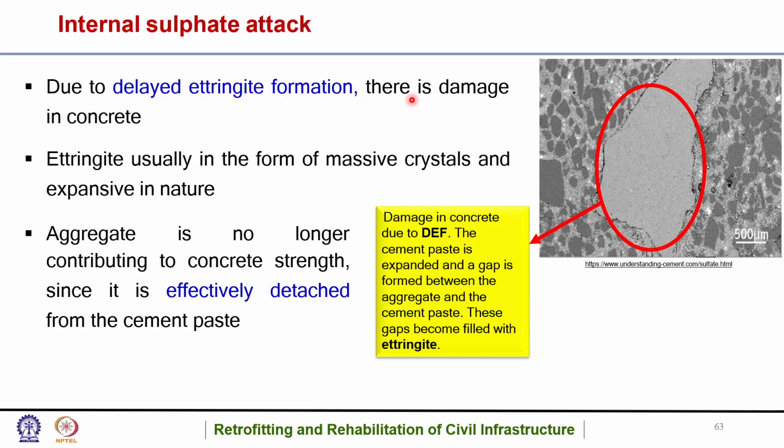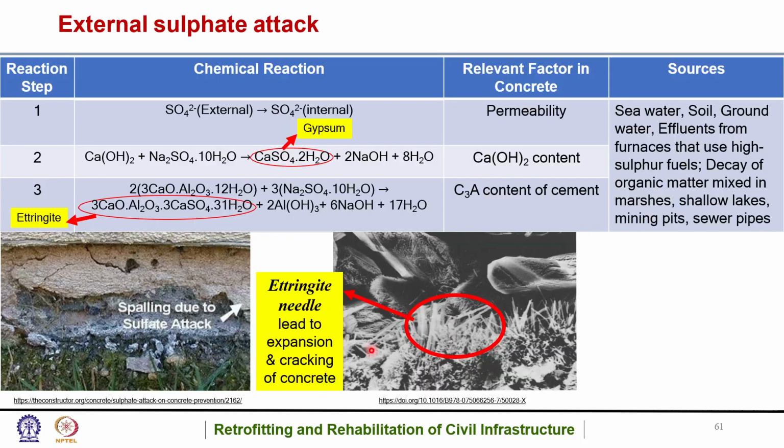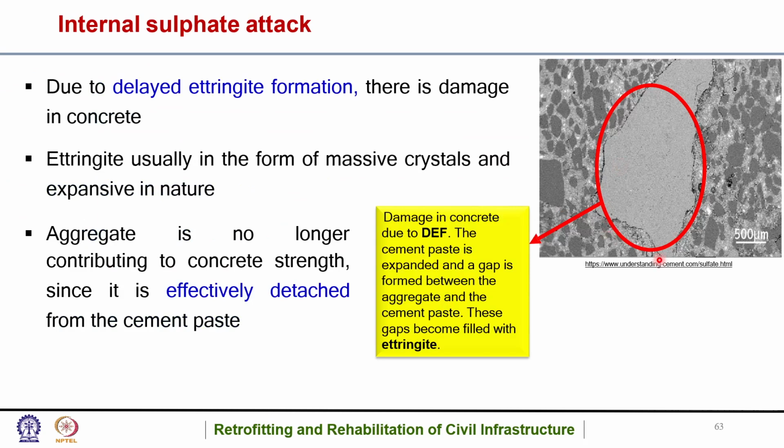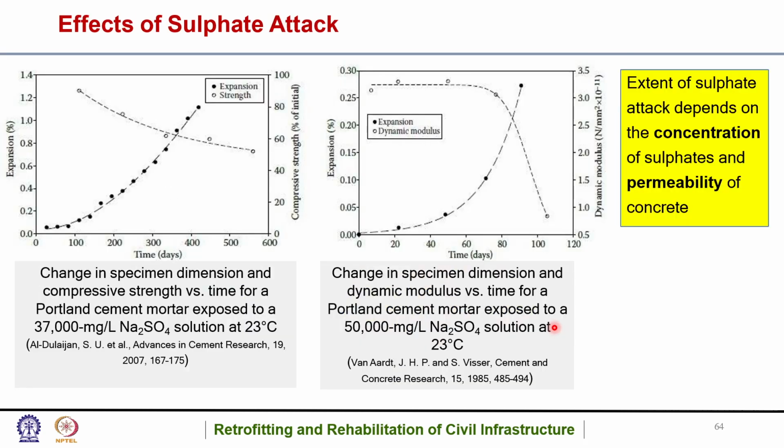Due to DEF, there is damage in concrete. Ettringite is usually in the form of massive crystals and is expansive in nature. Aggregate no longer contributes to concrete strength since it is effectively detached from the cement paste. Here, in the damage due to DEF, the cement paste has expanded and a gap is formed between the aggregate and the cement paste. These gaps become filled with ettringite, which expands and also results in cracking. That is how the deterioration occurs.